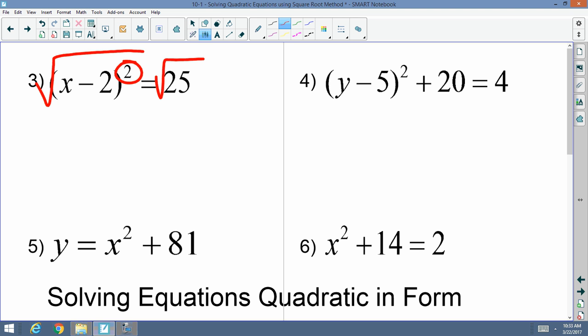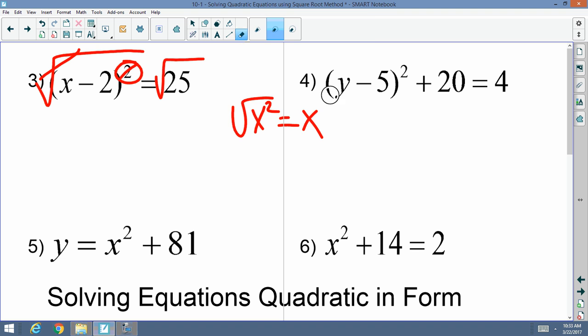Sorry, I wasn't ignoring you. What's up? Yes, please. You have to square root both sides. Because, guys, what happens when you square root a power of 2? It cancels out. Didn't we talk about this? Square root of x squared equals x. I know we talked about this. We just had a test on this. So the power of 2 gets canceled out with the square root.